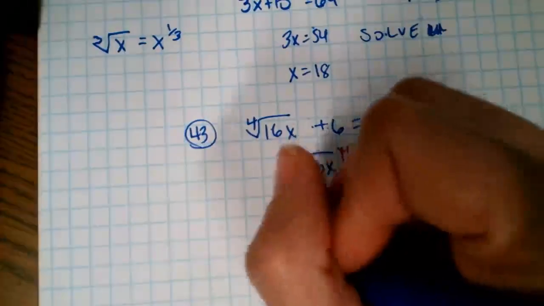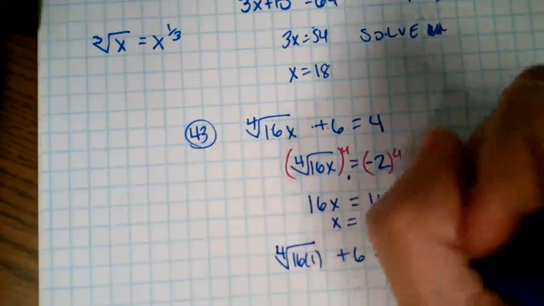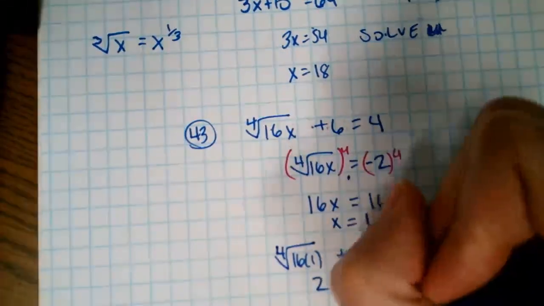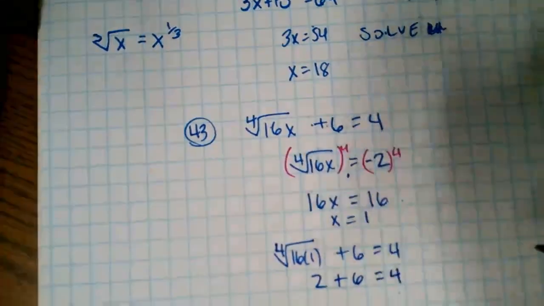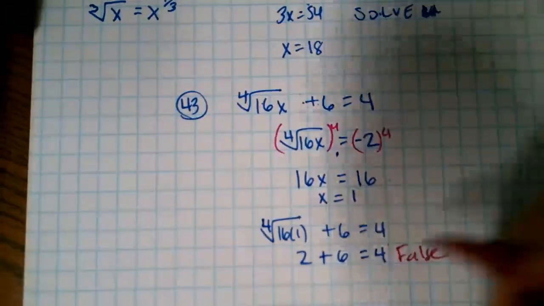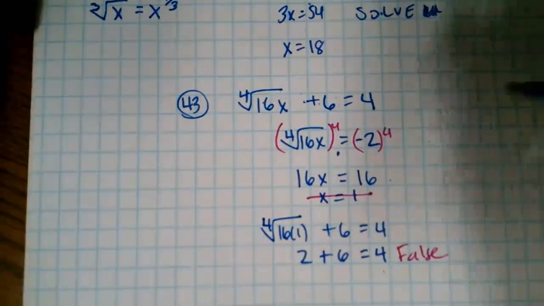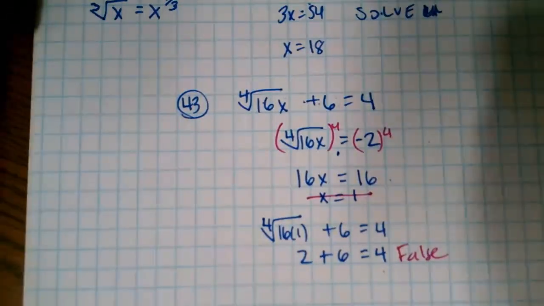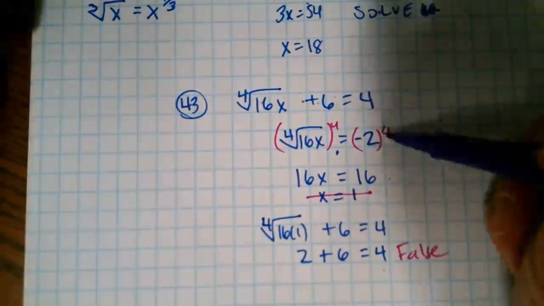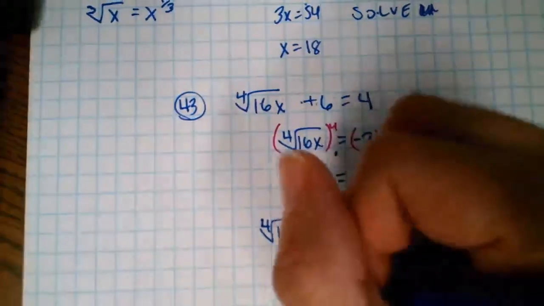Then I check my answer. The 4th root of 16 times 1 plus 6 equals 4. The 4th root of 16 is 2. 2 plus 6 equals 4. That doesn't work. That's false. So this does not work. There is no solution. This is why we have to check our answers, because if you didn't realize it earlier, you're going to realize it when you check. So 43 is no solution.